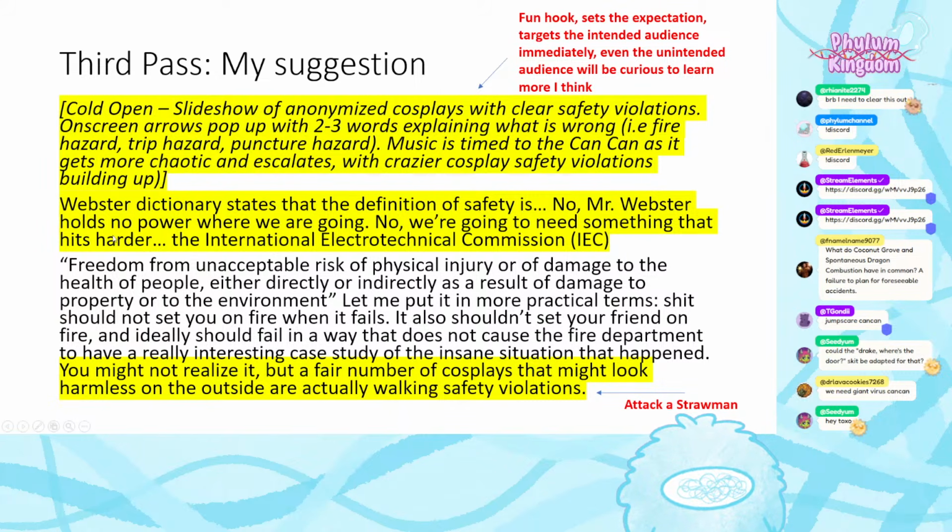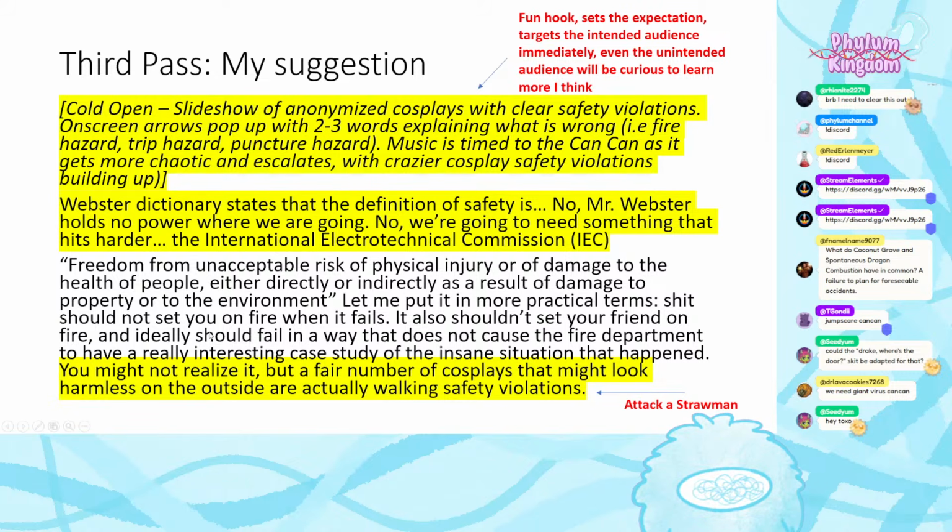And then at the end of this paragraph, which I left unchanged, just the transition where you attack a straw man. You might not realize it, but a fair number of cosplays that might look harmless on the outside are actually walking safety violations. So you are reminding the viewer, you opened with a cosplay thing, you are reminding the viewer that we're talking about cosplay so they don't get lost, right? Someone else said earlier, like, what happens when the viewer wanders away? This is your anchor. This is saying, hey, if you got distracted by the IEC definition of safety, I'm providing you a path back to the main idea, okay?